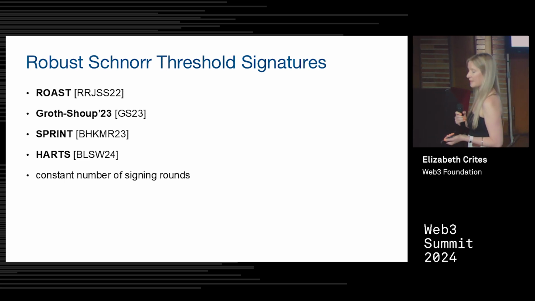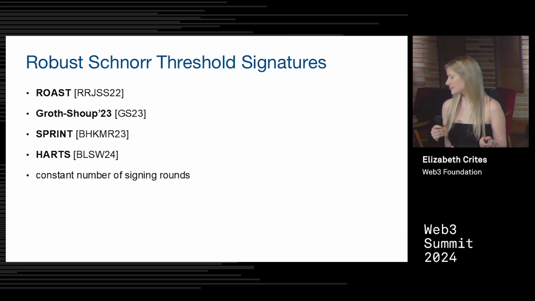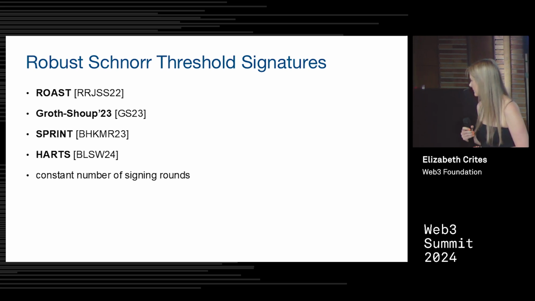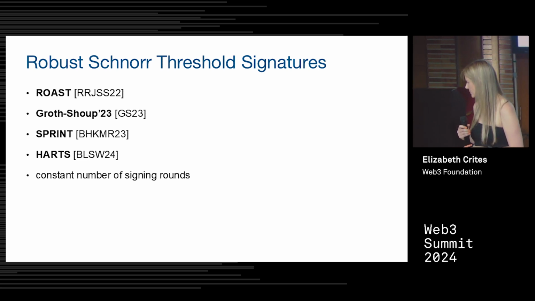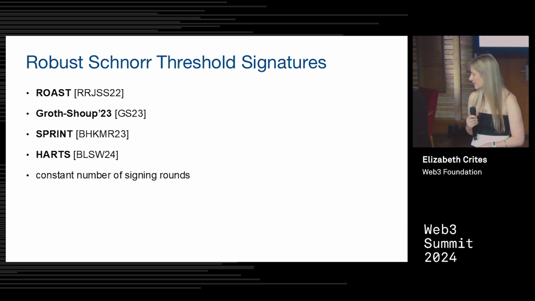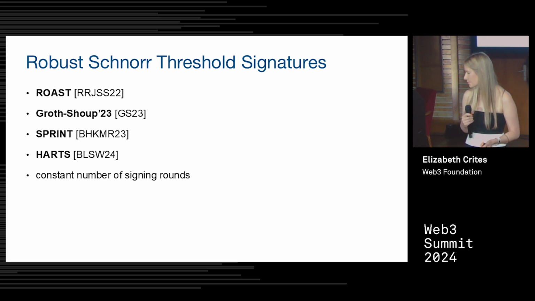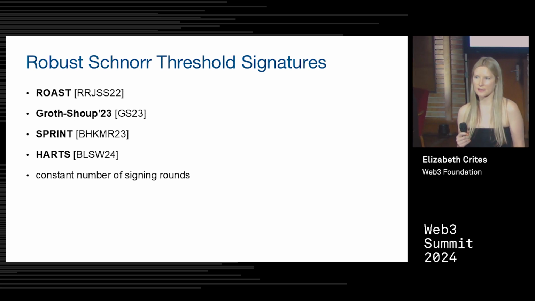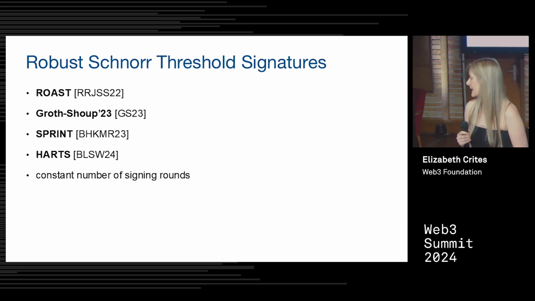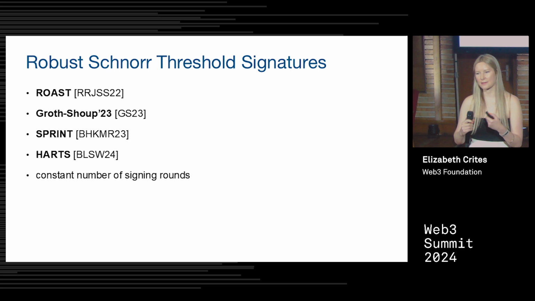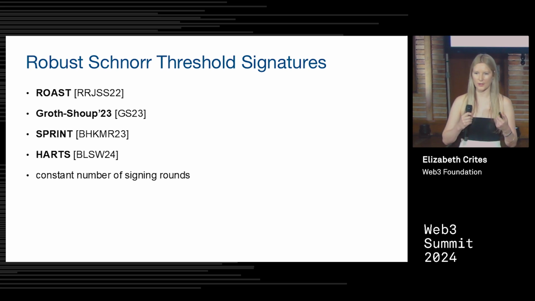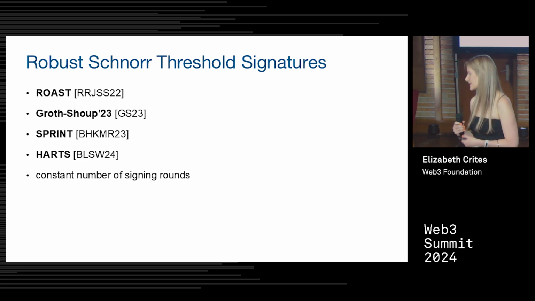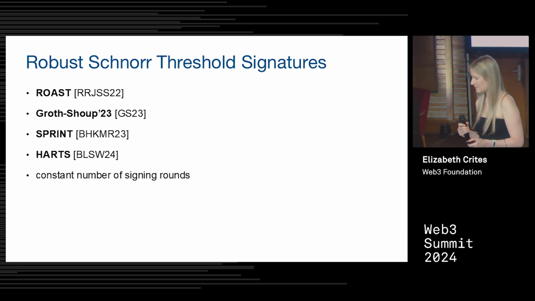So some recent developments in the robust space are ROAST, which was in CCS 2022. And then we see a slew of schemes last year and very recently: Gross, Shoop, Sprint, Hearts. So all of these do achieve robustness. These would be useful, I think, for consensus systems. You have large numbers of parties and it's really critical that you can output a signature. But I will mention that again, with schemes like FROST, we were kind of aiming for low communication rounds, and here we have a constant number of rounds.